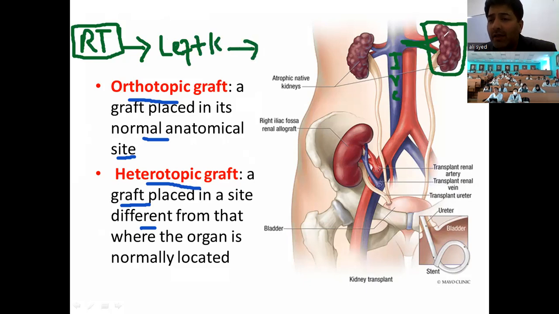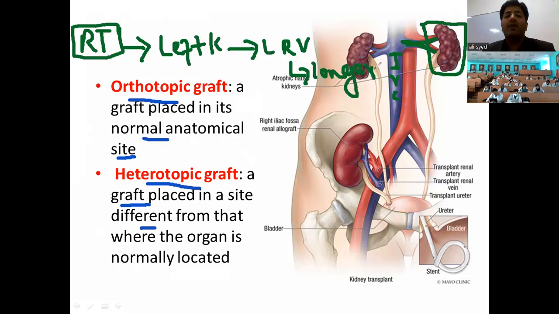Why? Because the left renal vein is longer. That's why we always prefer the left kidney. Yes, you have to check all the functions. For example, a donor comes to me and says, I want to donate my kidney. I must perform various investigations and check that both kidneys of the donor are working properly. After that, if I want to take his kidney, I will prefer the left kidney, because the left renal vein is longer as compared to the right renal vein.